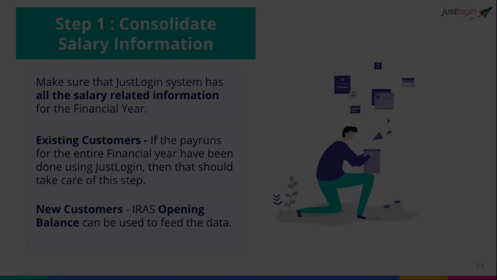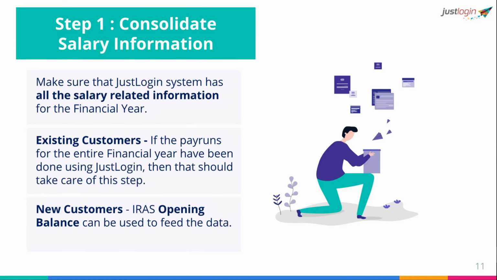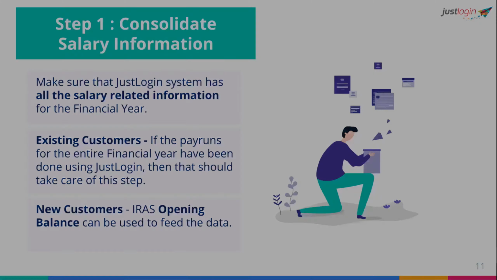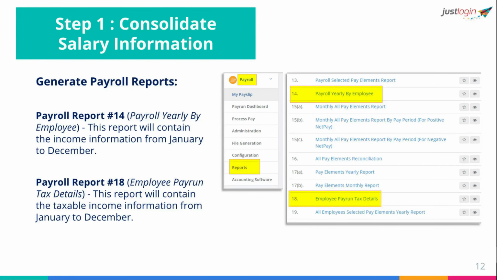First step, consolidate salary information. For existing users, the information used and submitted to IRAS will be based on the monthly payrolls that were processed inside the Just Login system from January to December. For new users, it will be based on the opening balance that was manually entered into the system. The opening balance is necessary if you did not process any payroll inside the system, but you would like to submit for IRAS.